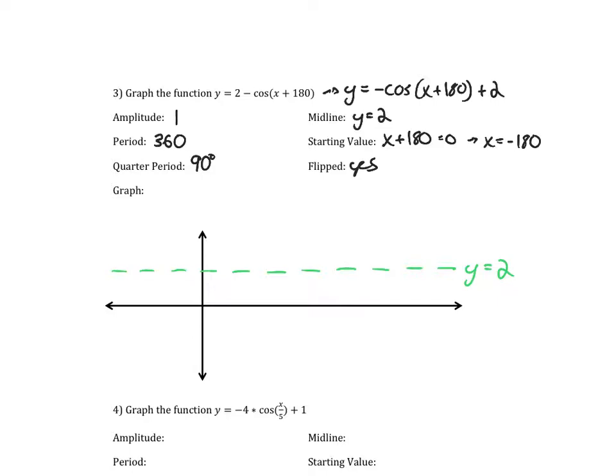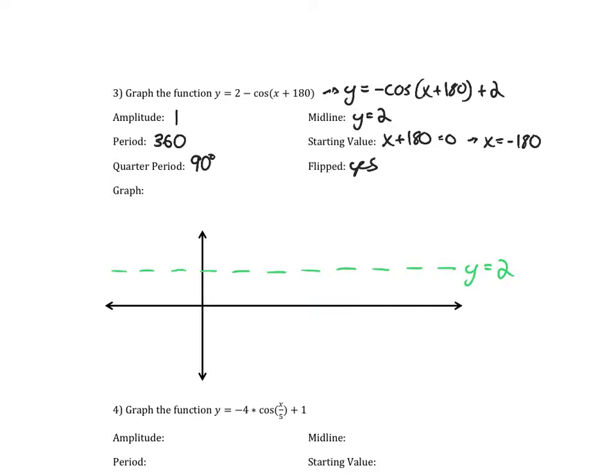If you feel like you want to hit pause and try graphing it now on your own and then checking back with me, you can do so. If you don't feel quite as good, why don't you continue along with me now? So I'm going to start at an x value of negative 180. I have an amplitude of 1. Normally you would start the amplitude above the midline, but since this graph is flipped, you might guess we're going to start the amplitude below the midline, which is going to give me a point.